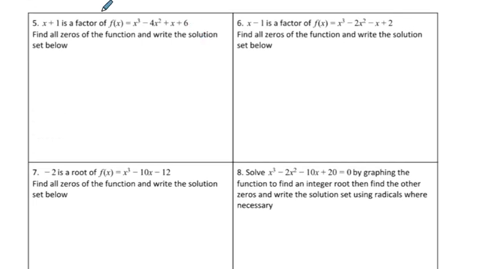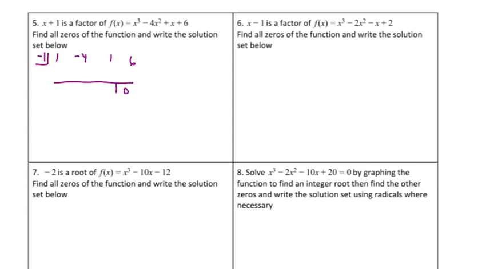Now we are given, so we're looking at our factor theorem here. Now we know that x plus 1 is a factor, so that means when we do our synthetic division, we're going to come up with a remainder of 0. So 1, and we're going to have 1, negative 4, 1, and 6. And we already know that's going to be 0.